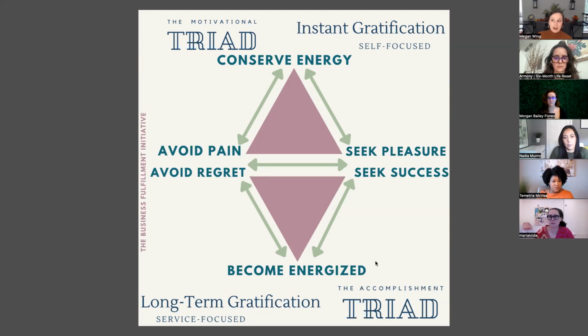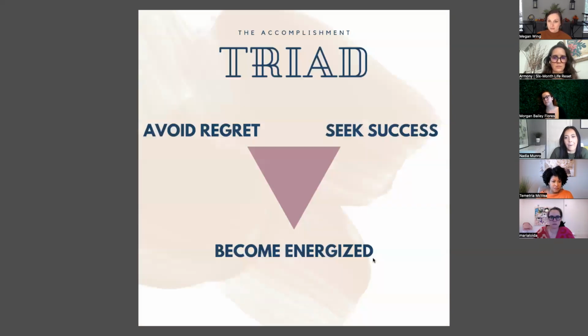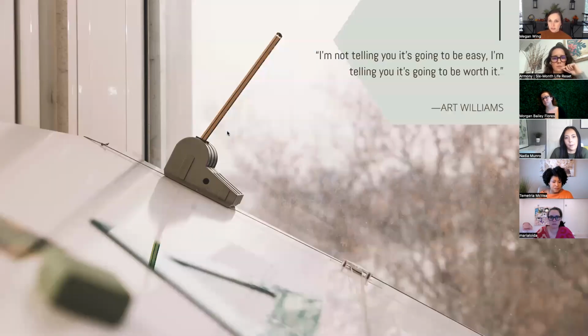That means coming back to that 5-year long-term plan. I just listened to mine this morning and was like, oh my gosh, this is who I want to become. It's worth it. So again, focusing on this accomplishment triad is important. I'm not telling you it's going to be easy, but I am telling you it's going to be worth it. It's very important that you do this.